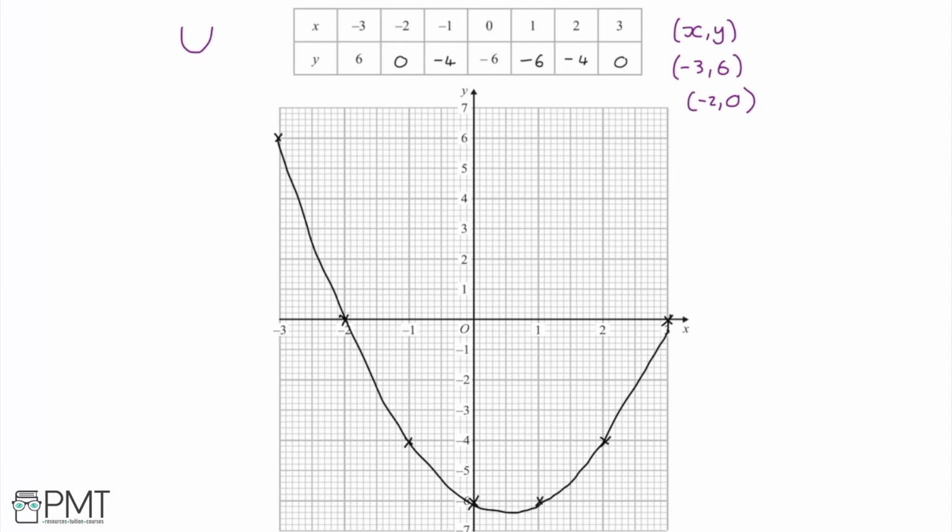Now, for how the marks are awarded here, you get the first mark for plotting at least 5 of these points correctly, and then the second mark is for a fully correct final graph here.